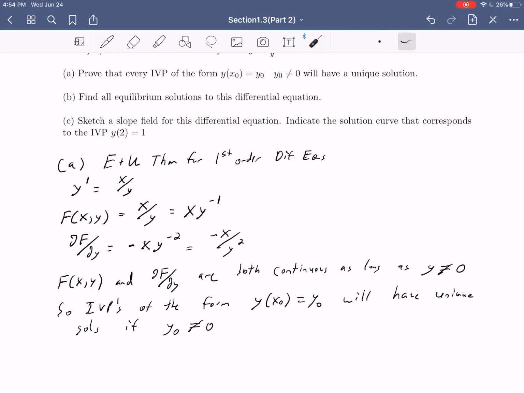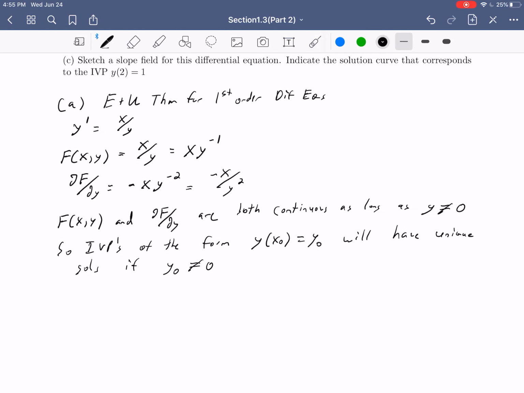So as long as we stay away from y being equal to 0, we know that the function and its partial with respect to y are both guaranteed to be continuous. So the existence and uniqueness theorem for first order differential equations assures us that their corresponding IVPs will have unique solutions. What happens near y equals 0? Well, we don't know. Remember, when the conditions for the existence and uniqueness theorem are not satisfied, we get no information. So all we were able to do is say that the IVPs that avoid having an initial condition where y is equal to 0, those are guaranteed to have unique solutions.